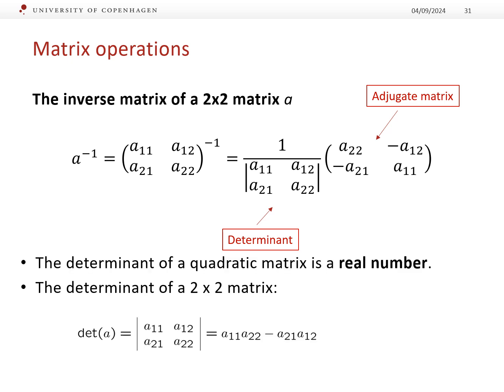Now, the determinant of a matrix is a real number, and therefore you can divide 1 by it. That's why you cannot invert singular matrices, because you cannot divide by 0 if this determinant here was 0. So for a 2 by 2 matrix, we obtain the determinant by multiplying the components of the main diagonal and then subtracting the product of the secondary diagonal.